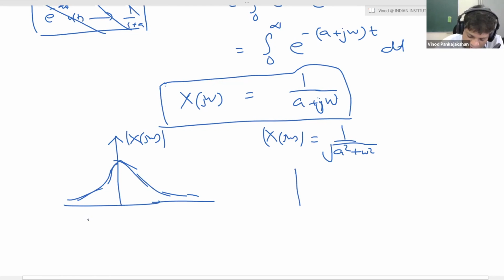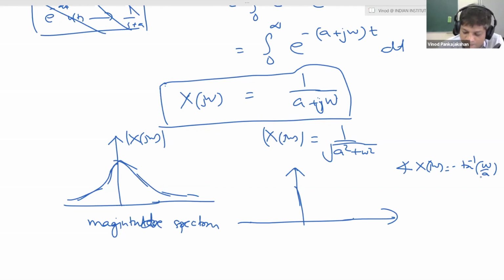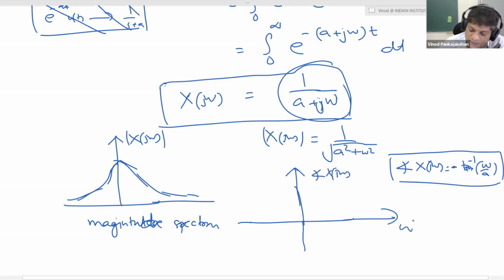This is called the magnitude spectrum. Now, what about the phase spectrum? What is the expression for the phase of the function X(jω)? Is it minus tan inverse ω by a? Yes, sir. So what will be the shape of that if you sketch that? I am sketching the phase angle of X(jω).